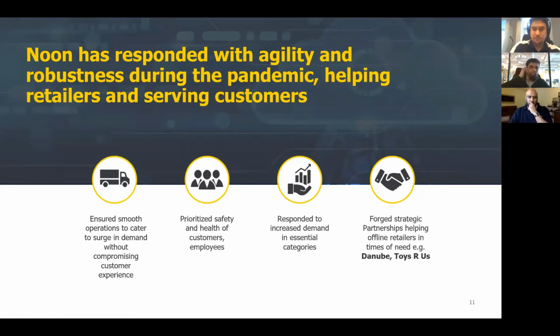All right, so this is basically the slide which talks about Noon's response on what we did to handle the situation. Obviously, like most organizations, we ensured that the operations were smooth. One of the values that we live by: it was not the time to make business. It was a time to be there for the customers. These customers were coming to you in need. Some of them might be in desperate need.